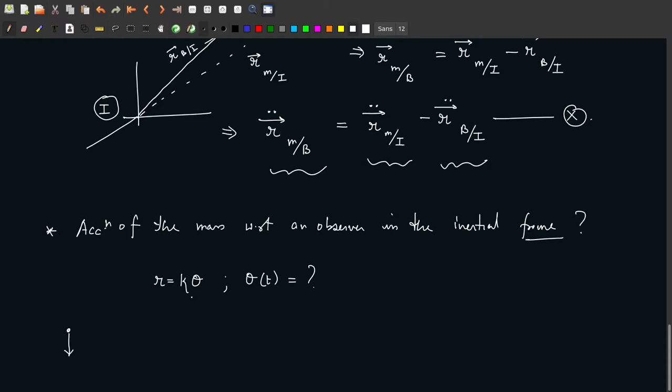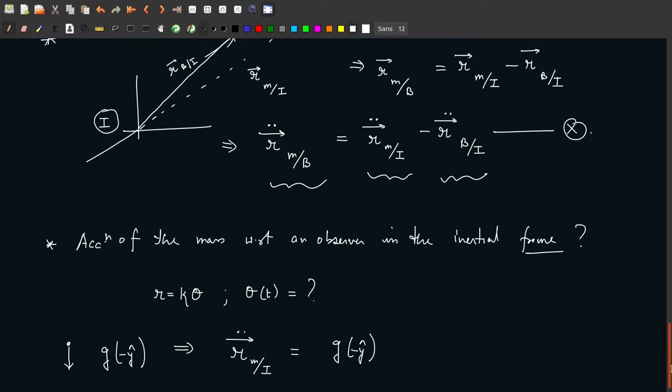He will not feel any inertial forces, or attribute any inertial forces like Coriolis, centrifugal, or pseudo acceleration whatsoever. The inertial observer will not attribute any such acceleration to the mass. So the only acceleration that he can attribute to the mass m is the acceleration due to gravity, which is g in the minus y direction. So the acceleration of the mass with respect to the inertial frame is g in the minus y direction. Okay.